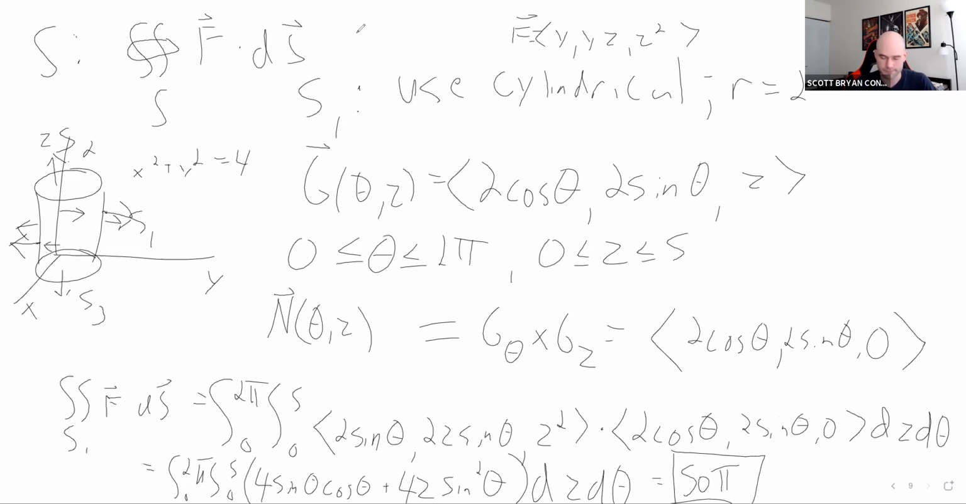from this piece, from the sides, S1. This is just the cylindrical side, the sides. We also have to do the top and bottom. Those are going to be really quick. But from the sides, we get 50 pi. We're going to have to add all these up together at the end, but let's do that super quickly. S2 is going to be the top with upward orientation.